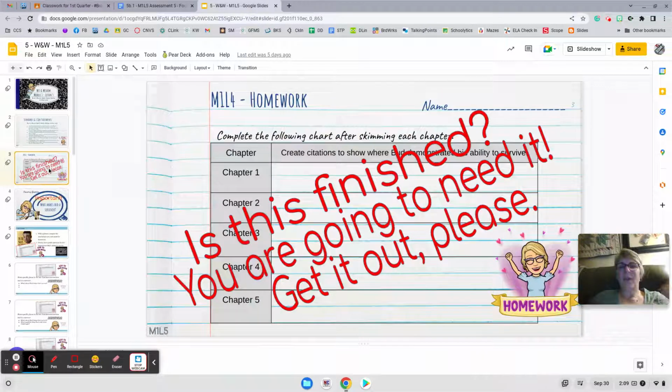If we were together, I would actually be handing these back out to you. Some of you turned them in, but I bet you can remember what citations you had where Bud demonstrated his ability to survive. This is an important piece of information in chapters 1, 2, 3, 4, and 5. If you turned it in yesterday, I bet you can remember what you found in each of the chapters and you had citations you were supposed to do. These are directly important to you.